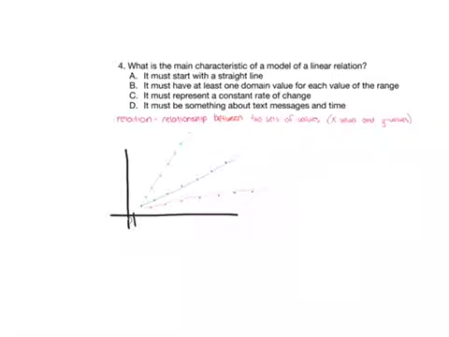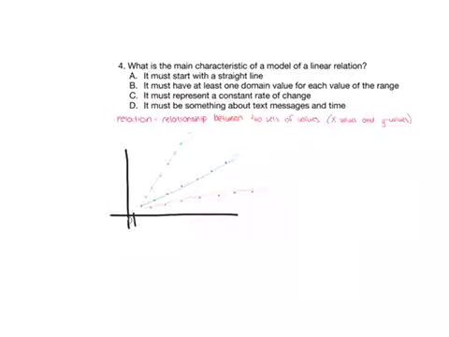the best. We can start by automatically eliminating D as an answer choice because it has nothing to do with math. So now let's look at option A. It must start with a straight line. While it is true that yes, a linear relation will start with a straight line, the term start implies that the graph may change shape later on, so we can eliminate that as an answer choice.